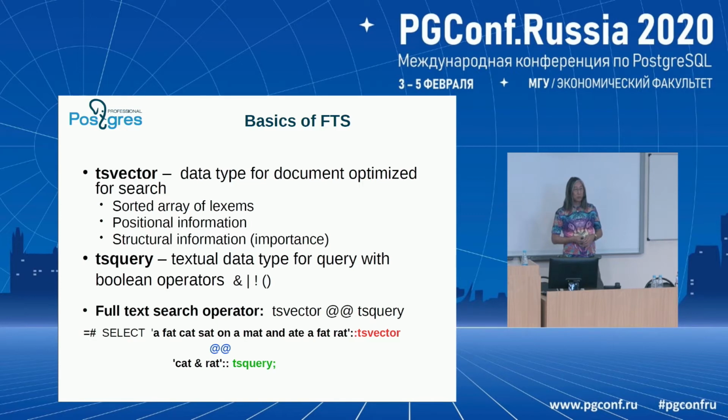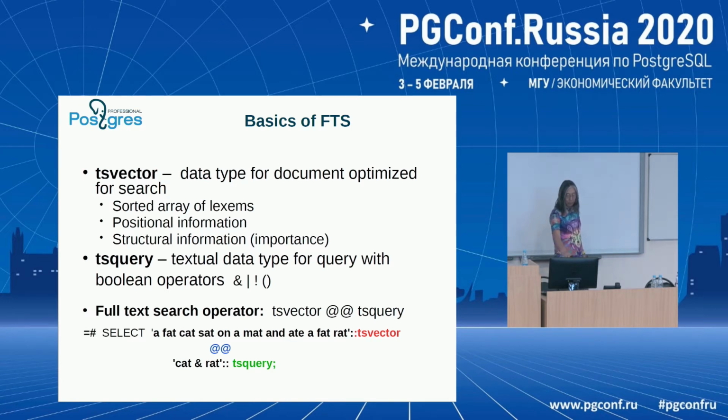And the second type is a TS query. You put your query into this operator. It's just a row with some syntax. And there are two at signs, which is an operator. By typing this, you can perform this matching. You see what we will get: cat and rat. It will return true, and all of FTS is just in front of you.